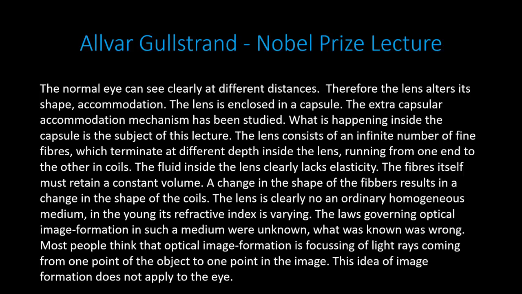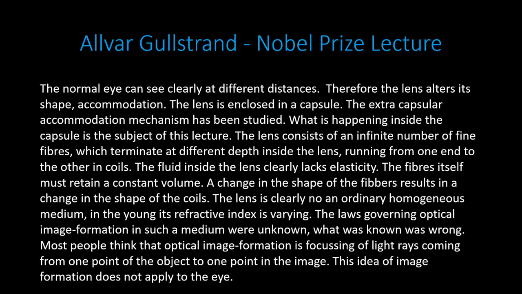The lens consists of an infinite number of fine fibers which terminate at different depths inside the lens, running from one end to the other in coils. The fluid inside the lens clearly lacks elasticity. The fiber itself must retain a constant volume. A change in the shape of the fiber results in a change in the shape of the coils. The lens is clearly no ordinary homogeneous medium. In the young, its refractive index is varying. The laws governing optical image formation in such a medium were unknown, and what was known was wrong.